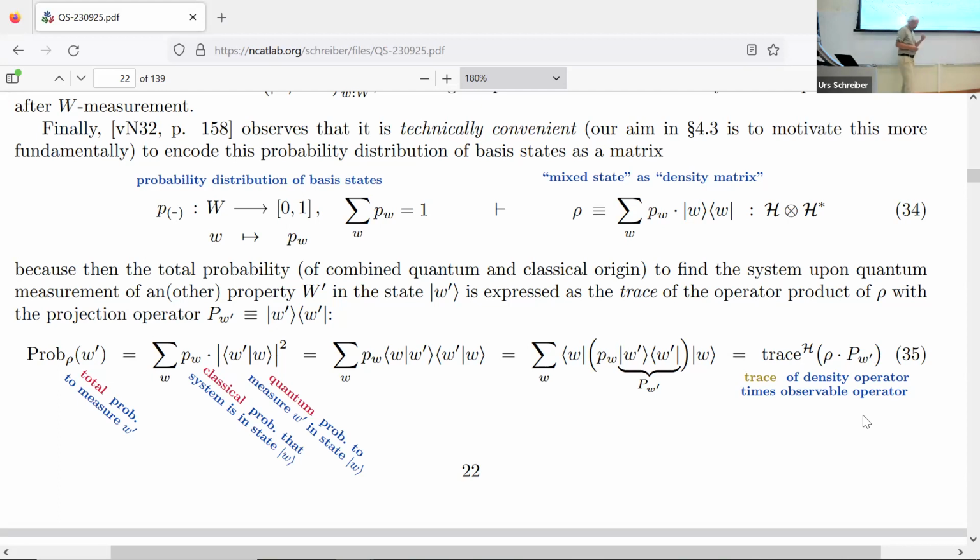So we can say, okay, if I have this mixed state represented by rho, and then have some observable, in this case just a projective observable, I want to say, is my system in state PW? Well, what you do is you multiply the two and trace. So that's a mathematical trick, or you can do it.